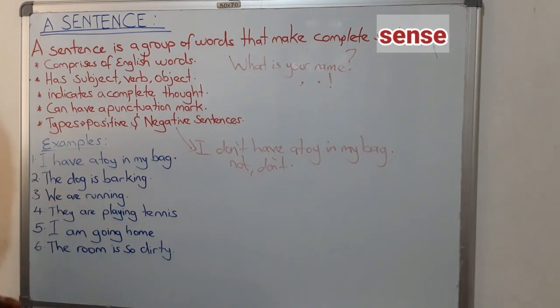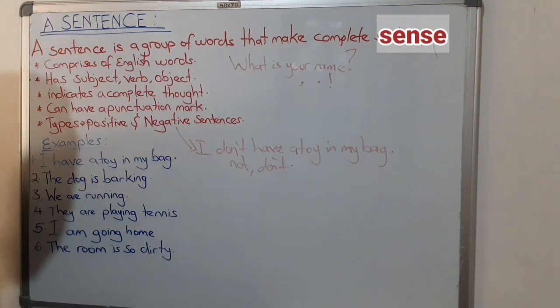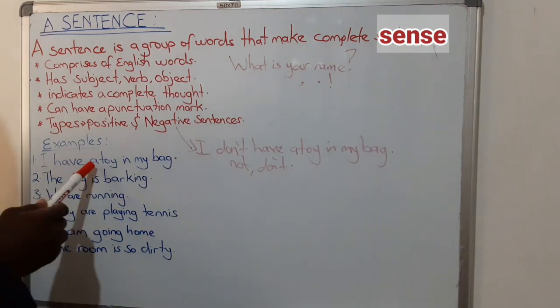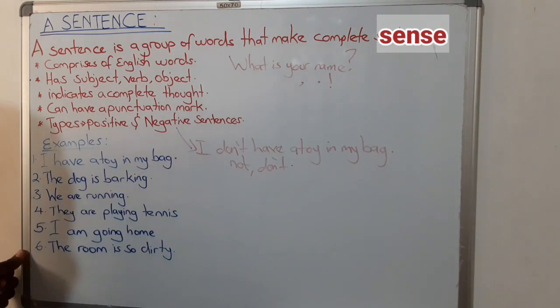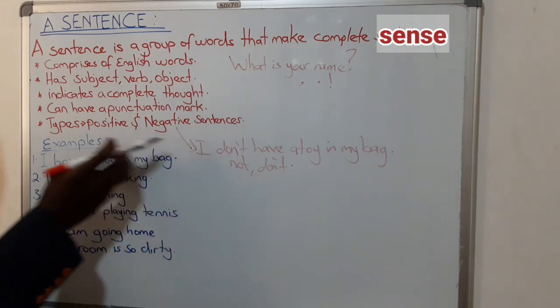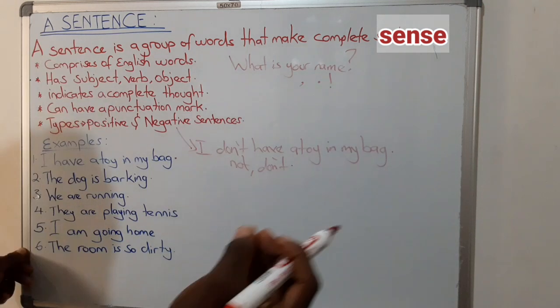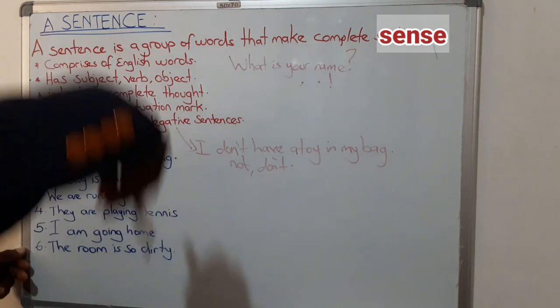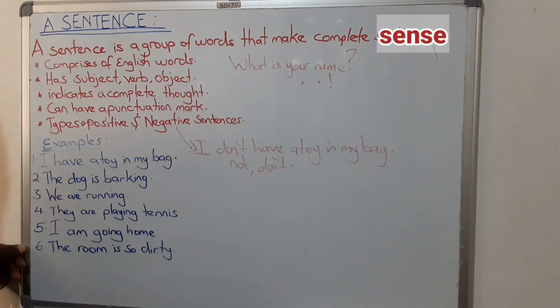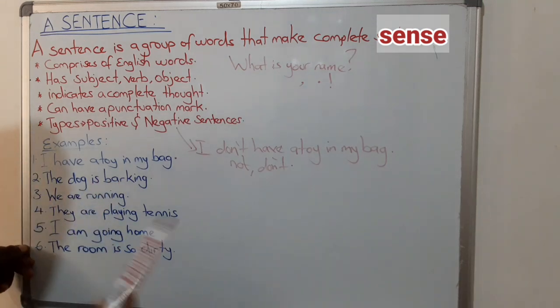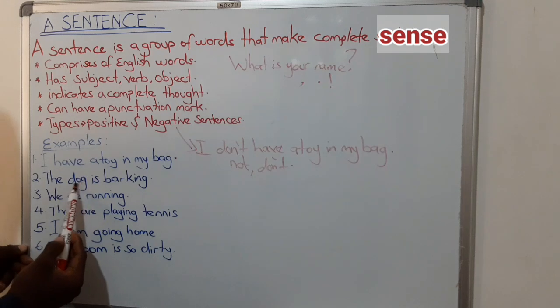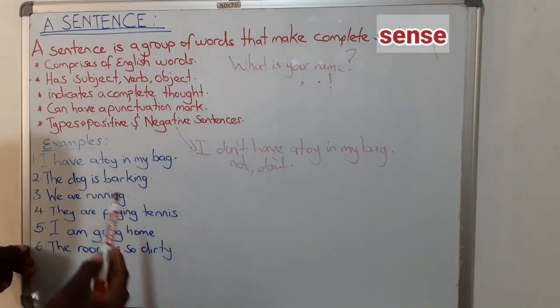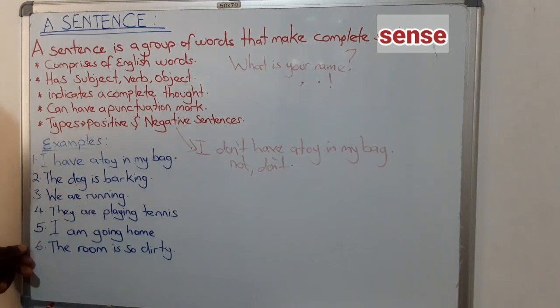Okay, let's have some examples of sentences. Hope now you have some insights about what a sentence means in the English language. Number one, we have, I have a toy in my bag. This is an example of a sentence because it comprises words, and these words make sense. Are we together? So I have a toy in my bag. The toy is inside the bag. It's a positive sentence. The dog is barking. The subject is the dog because we're talking about the animal called dog. What is the action? Barking. So barking is the verb.